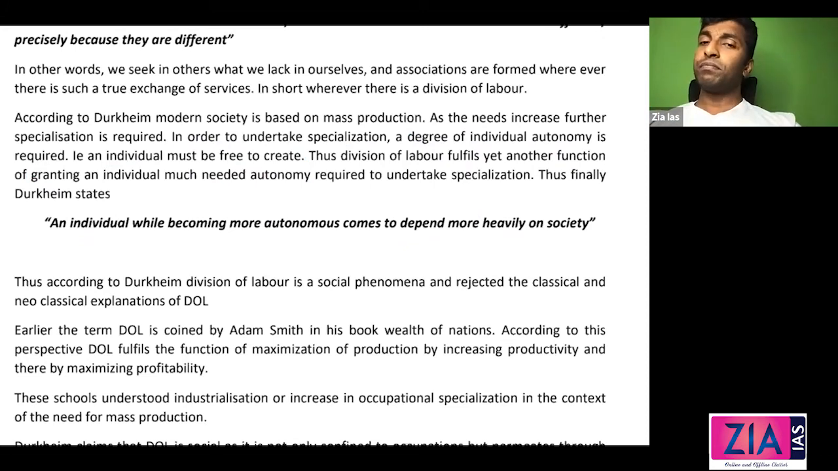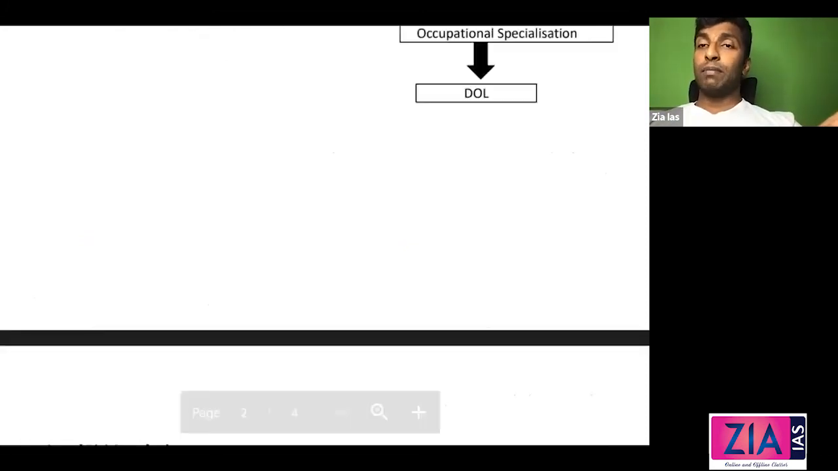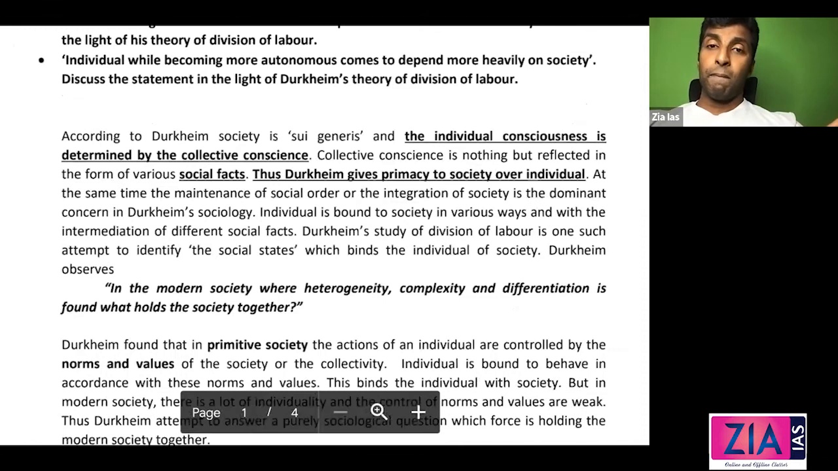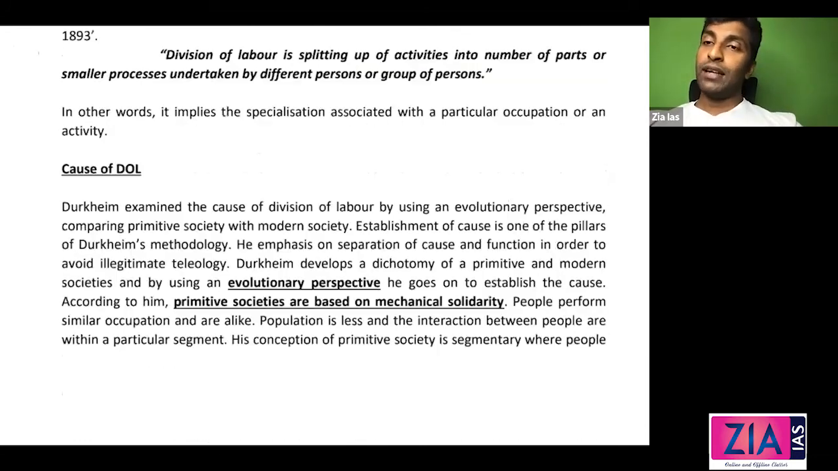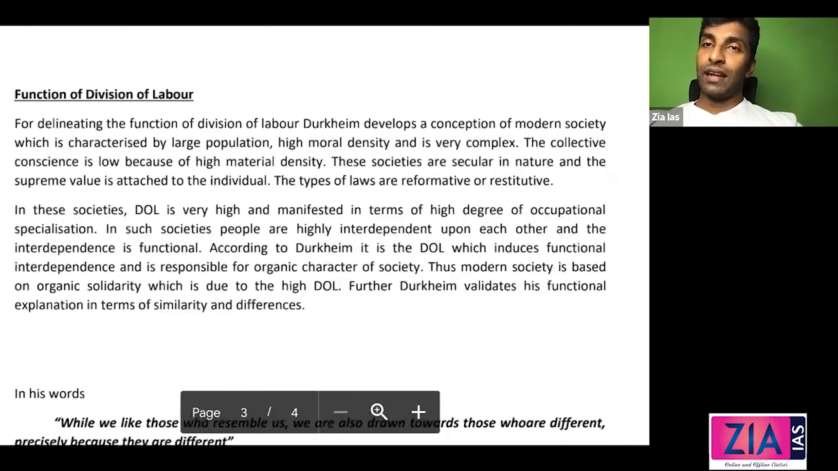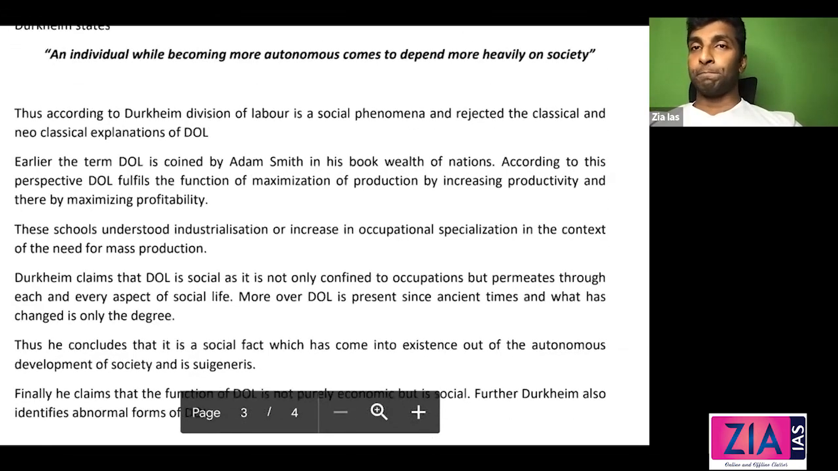Simple. Okay, so that's the statement which I've given in the beginning itself. Individual, while becoming more autonomous, comes to depend more heavily on society. Discuss in this context. So this is the theory you need to write and talk about autonomy, and then conclude like that.